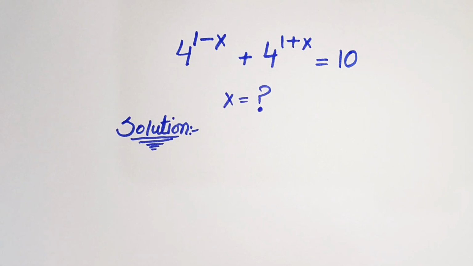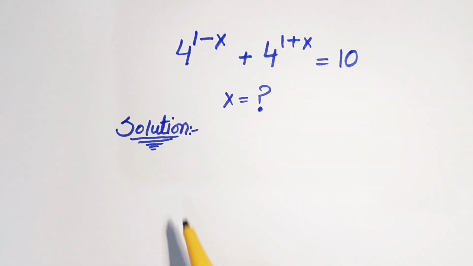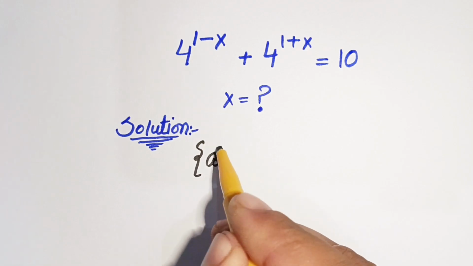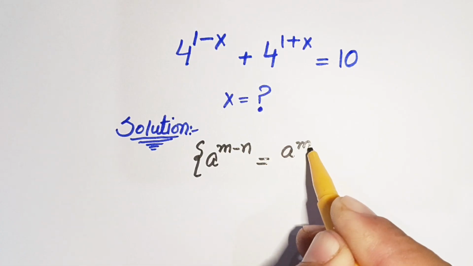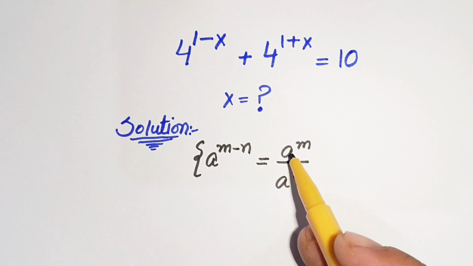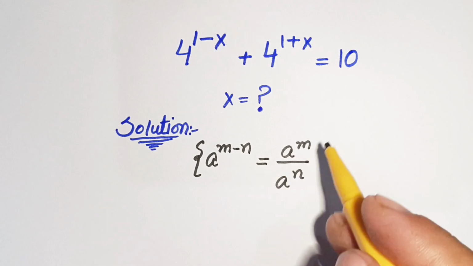Now starting our solution, first of all, if we see our first term here, we can use our exponential law. If we have a to the power m minus n, it is equal to a to the power m over a to the power n. Here the bases are the same and the exponents are different, so we can write this.